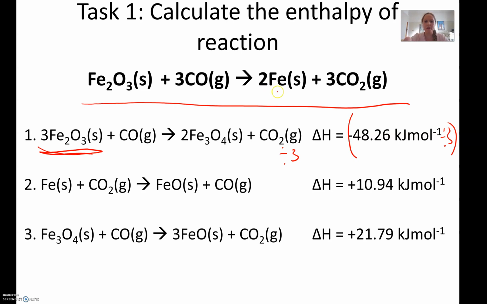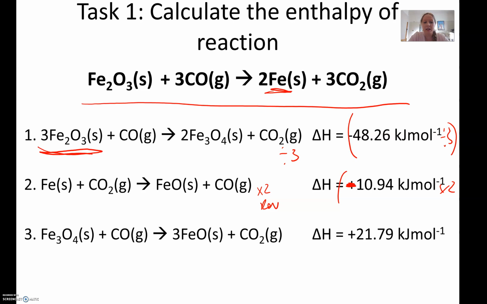So we can see that we want 2 Fe, and Fe only appears in equation 2. So we know we have to times this one by 2, and we want Fe as a product, so we know that we're going to have to times this one by 2 and reverse it. Okay, so times by 2, and that becomes negative. Okay, and in the final equation, what do we want?